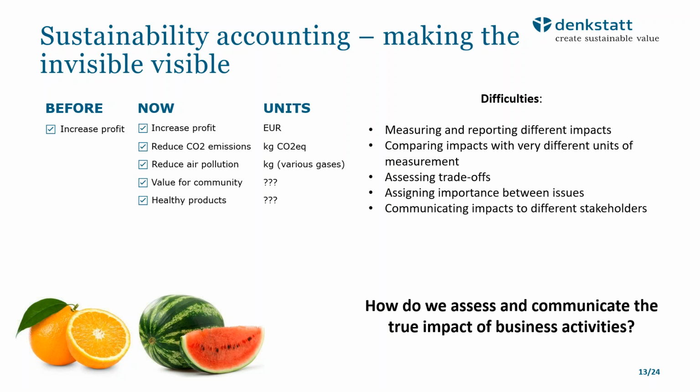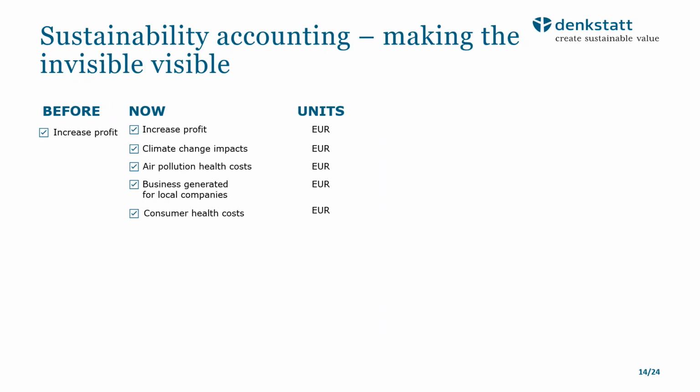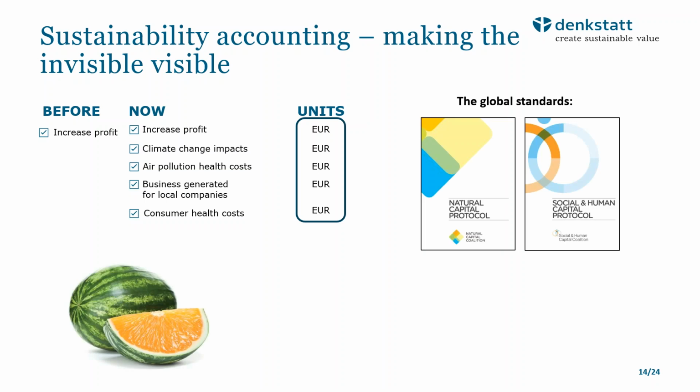So, what we can do is go to sustainability accounting and this idea of natural and social capital. We can apply the global standards out there that are called the Natural and Social and Human Capital Protocol, and we no longer talk about CO2. We talk about climate change impacts. We don't talk about air pollution. We talk about air pollution health costs. We don't talk about value to community as this big uncertain thing.